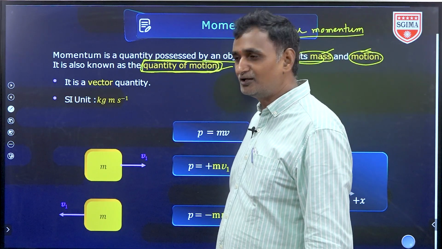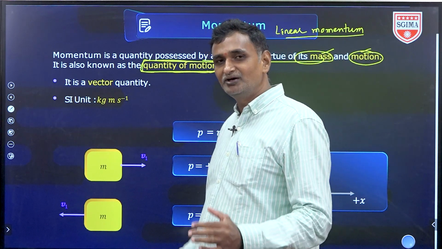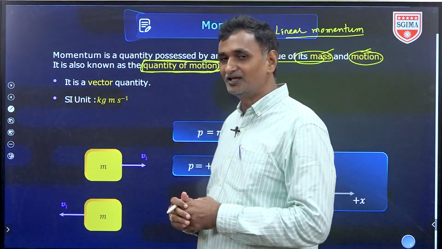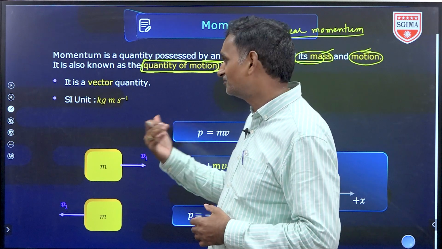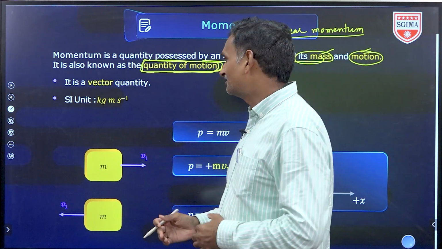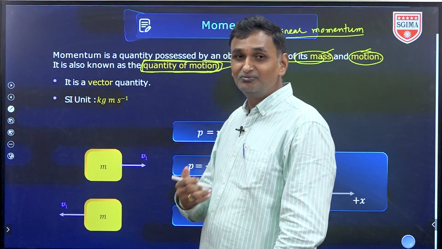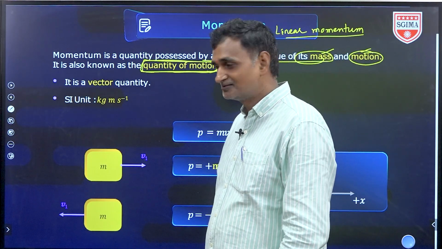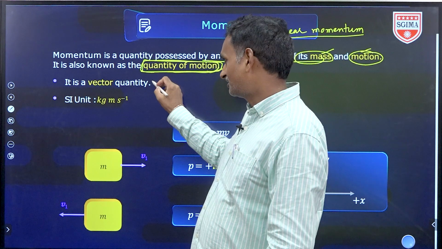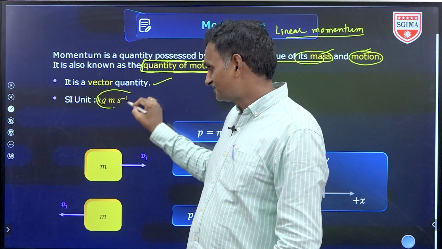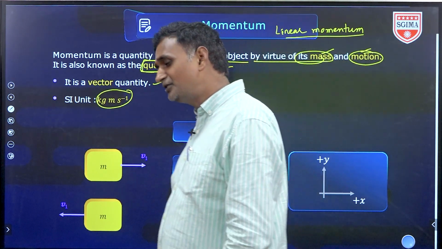You might not use the word momentum, but you are expressing the same quantity; you are explaining the same quantity with your friends. So that is what we can say here. Quantity of motion means what? Momentum, which we need to discuss. And it is actually a vector quantity and its units are kg meter per second.